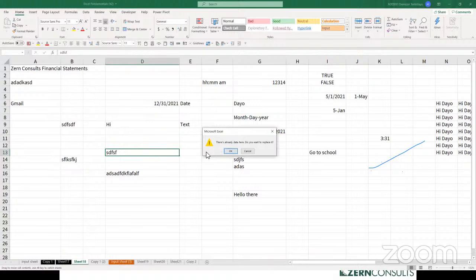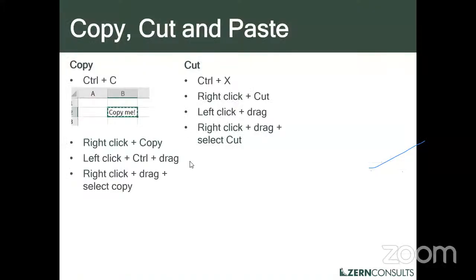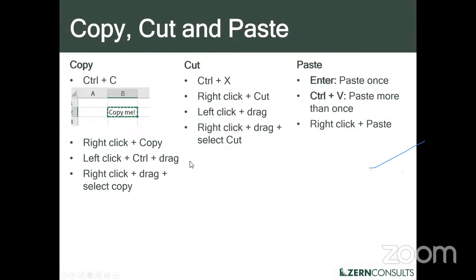Now, if I put it where there's data, it's going to give me this dialog box. There's already data here. Do you want to replace it? I say, yep. And there we go. So those are just different ways of doing the same copy and cut: paste, Enter, paste once, Control V, paste more than one time.